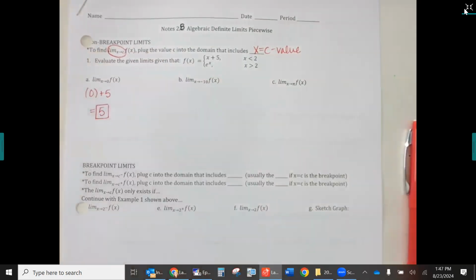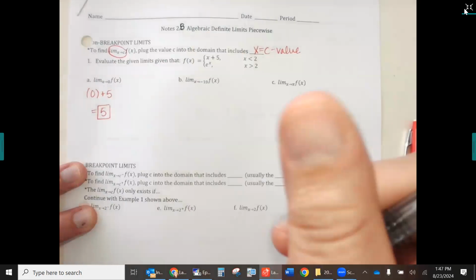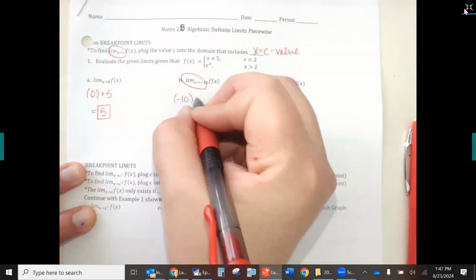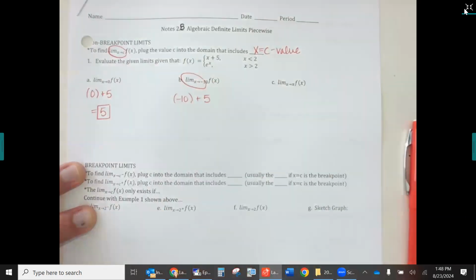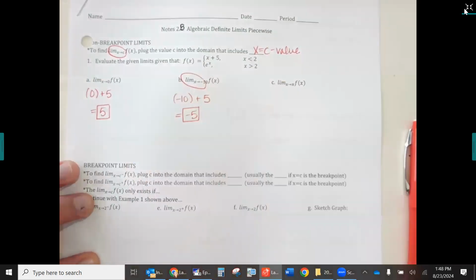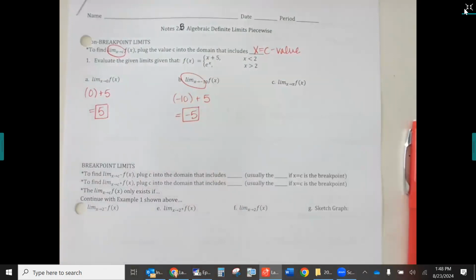Okay, next one. We want x approaching minus 10. Then I would say, okay, where does that fit in? Minus 10 is less than 2 or greater than 2? Less. So then I'd take my x approaching negative 10 and plug into x plus 5, which is now negative 10 plus 5, which gives me what final answer? Negative 5. Very good. But do we understand why we're choosing the top for those two? Okay. Next one, x is approaching pi.